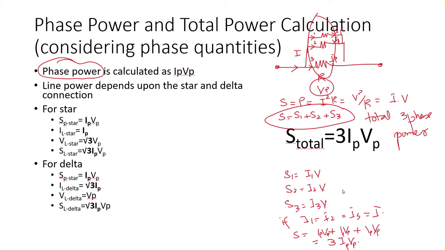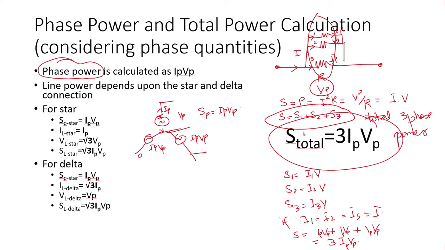Now what happens is that if we are having a star connected source, and we want to calculate how much power this particular source is giving, we will write IP here and VP here, and we will say SP is equal to IP VP. Similarly this would be again IP VP, and this one would be again IP VP. So the total power would be 3 IP VP.